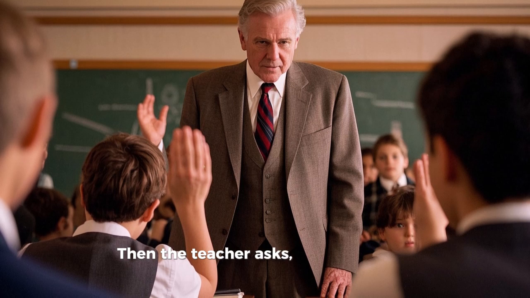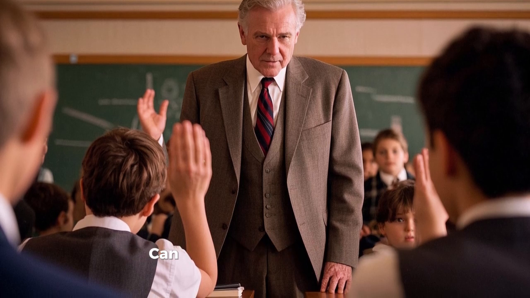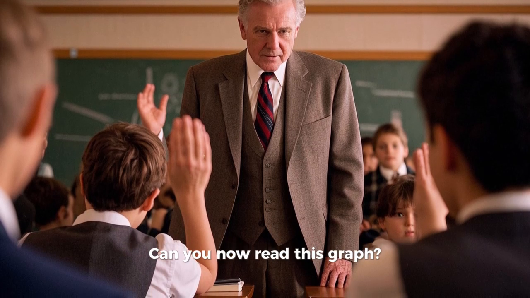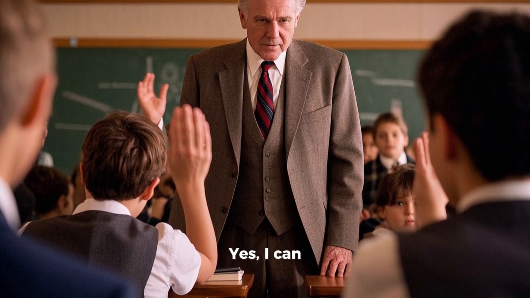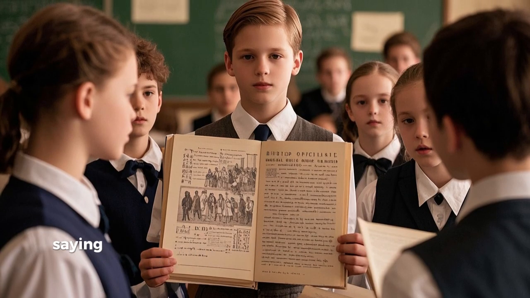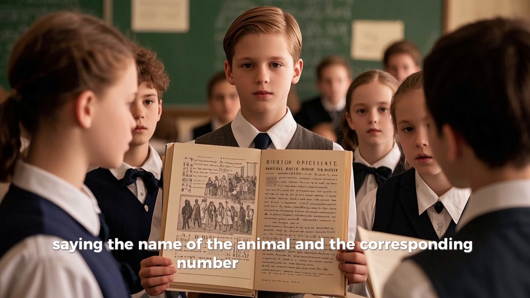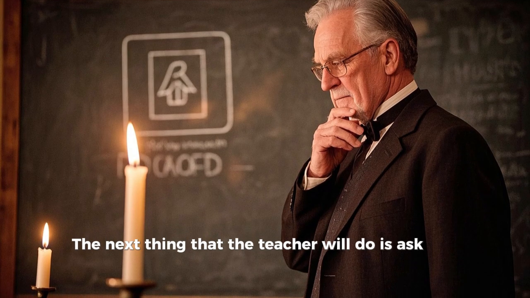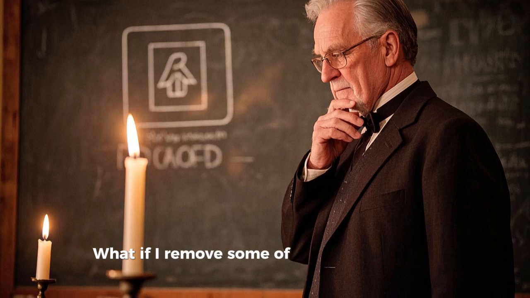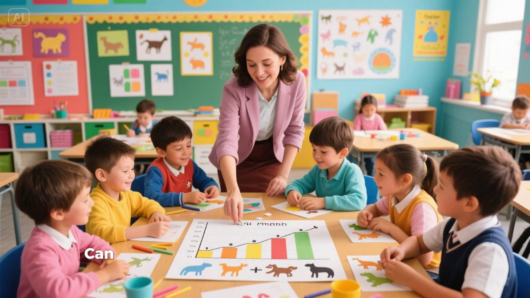Then the teacher asks, "Are you done? Can you now read this graph?" And the students will answer, "Yes, I can." They will start reading the graph by saying the name of the animal and the corresponding number of that animal. The next thing that the teacher will do is ask the students, "What if I remove some of these pictograms? Can you still tell how many animals are there?"